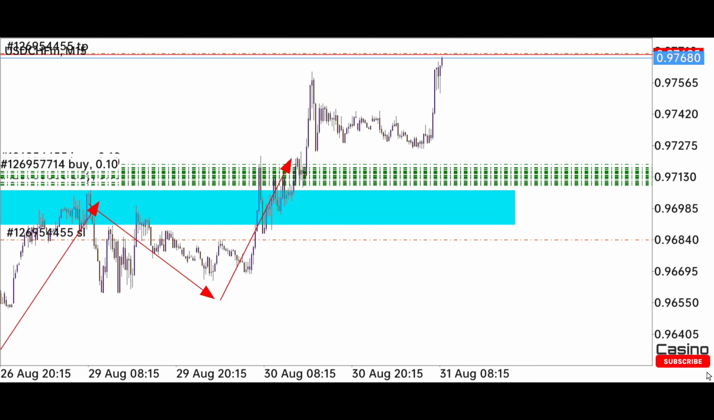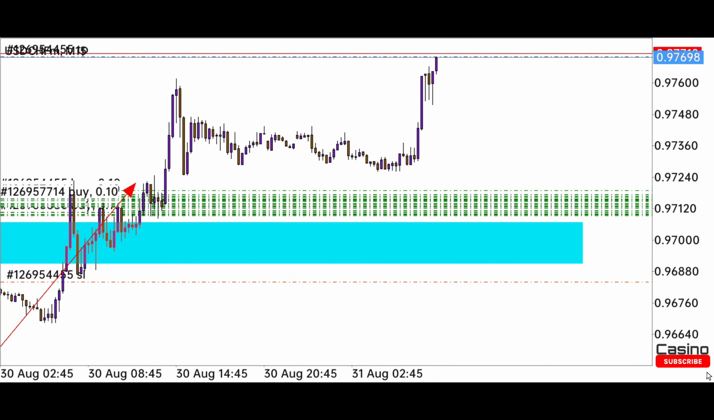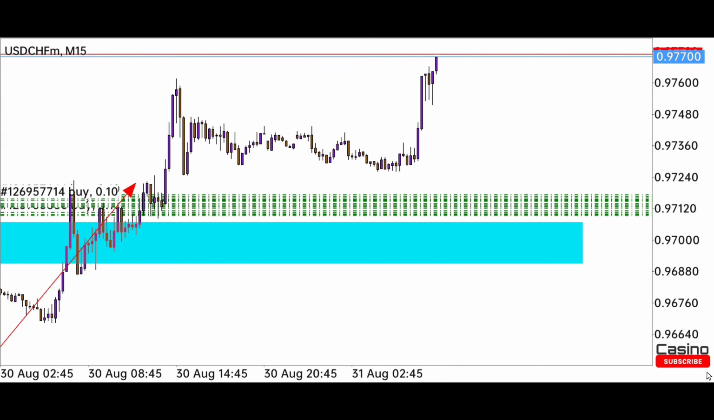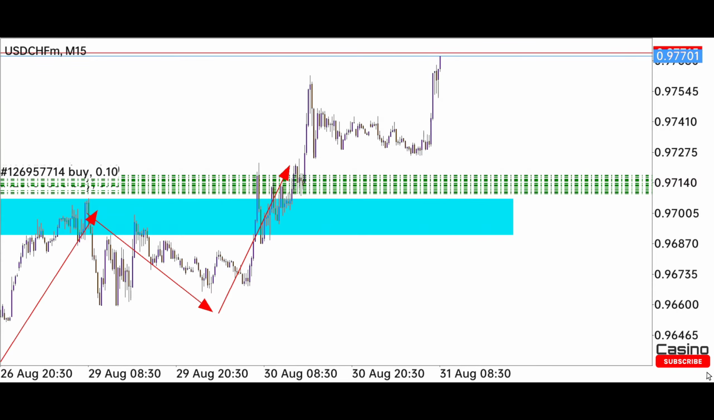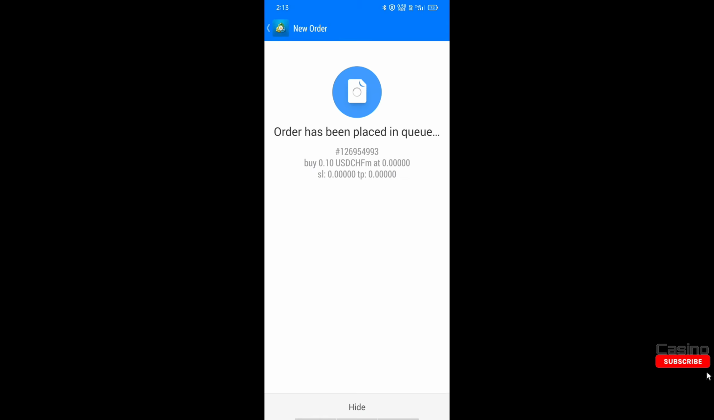Let's meet after the target point is hit. A few moments later. Our target has been hit. We followed our rules. The market went up very well. Let's close the trade. My target has been achieved. My profit is running at $1,815. I am closing the trade.